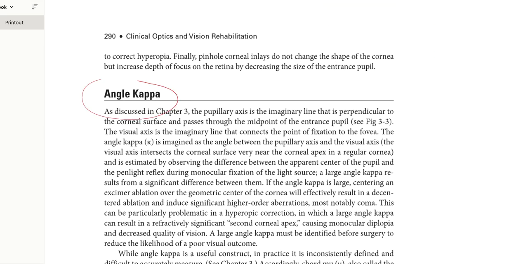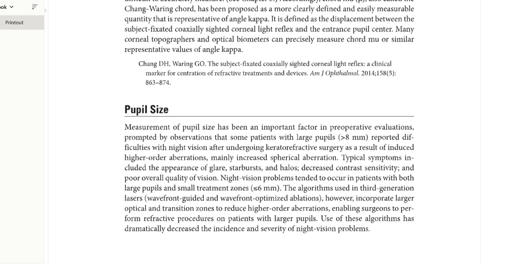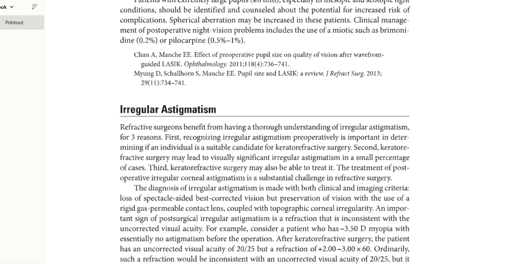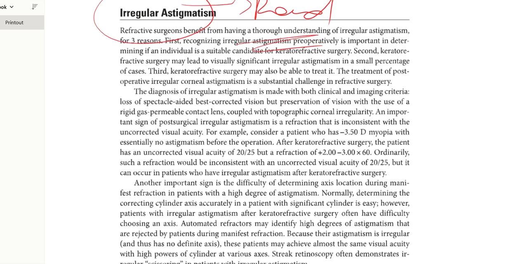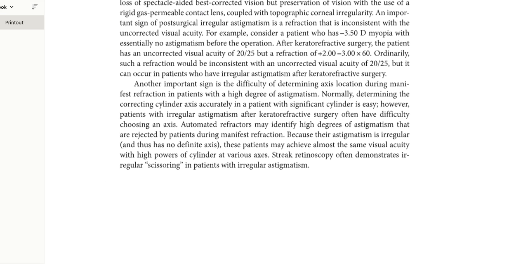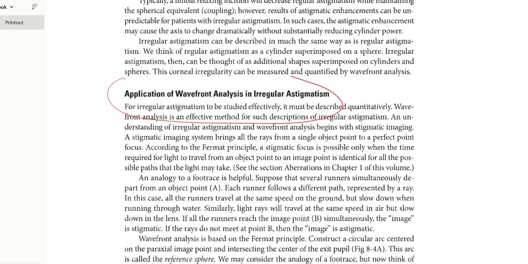Angle kappa you have already read in detail in second and third unit. Please remember that. From there, you can also give a read here. Pupil size, only give a quick read. Are you getting enough? Focus on these two or three lines here. Quick read.